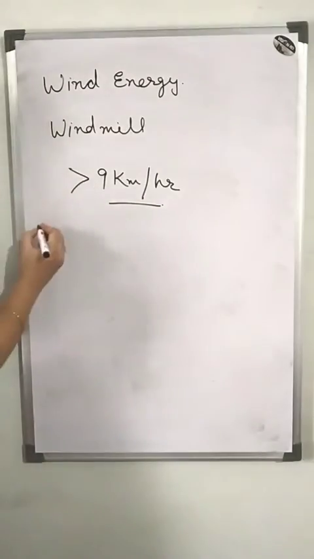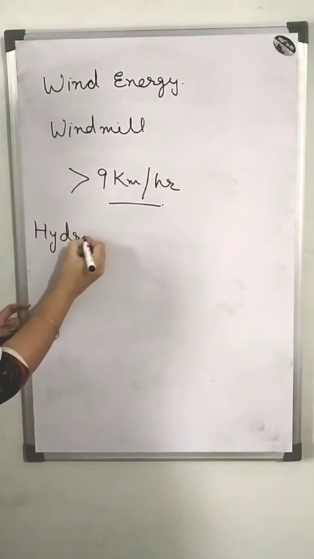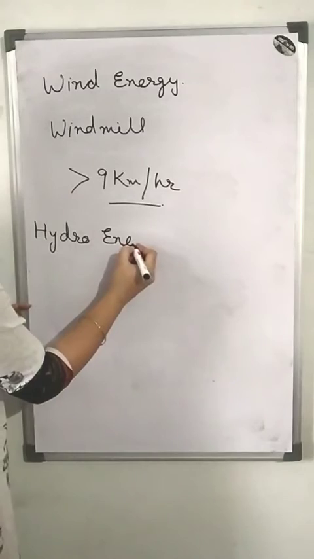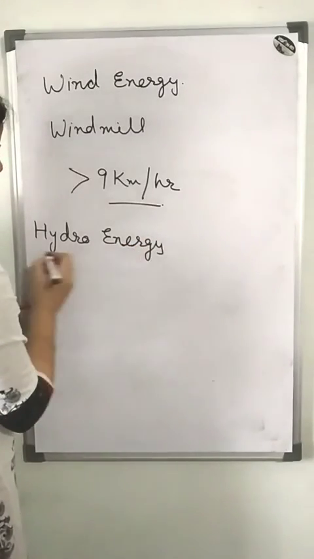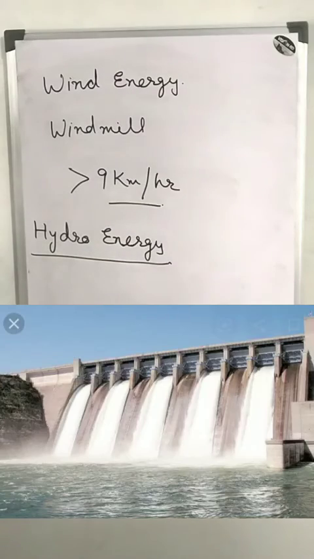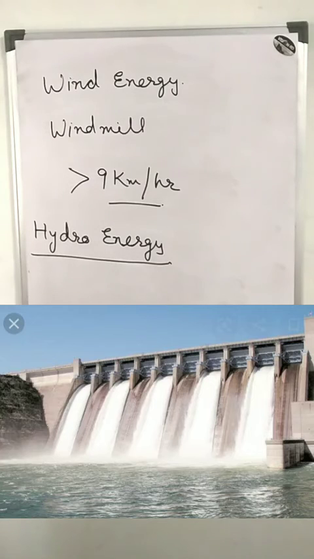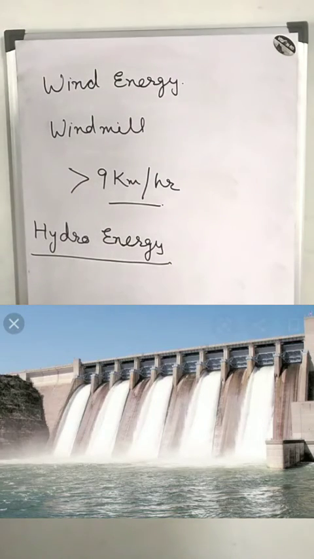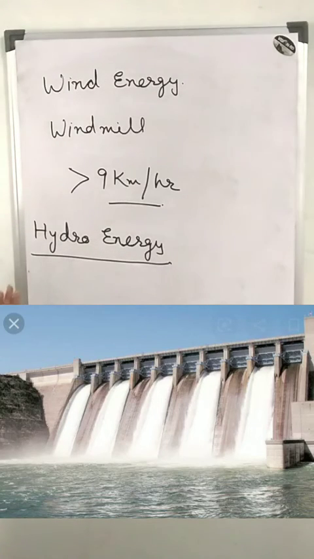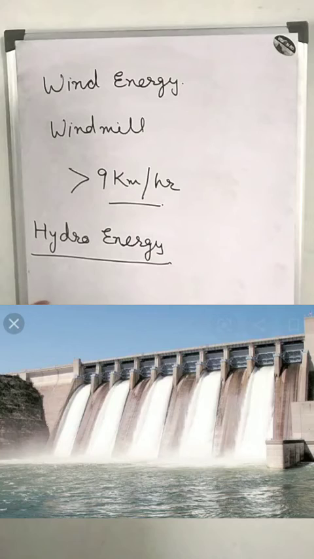Now one more type of energy, that is called hydro energy. Hydro means water. Hydro energy is the energy which comes from water. The energy possessed by fast moving water is called hydro energy. It is used to produce electricity in a hydro power station. We get energy from water also, and that is called hydro energy.